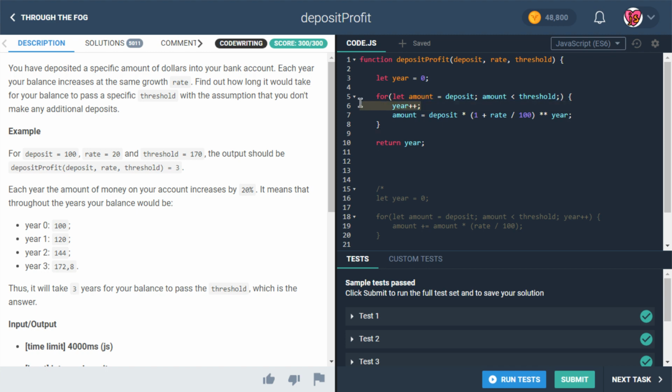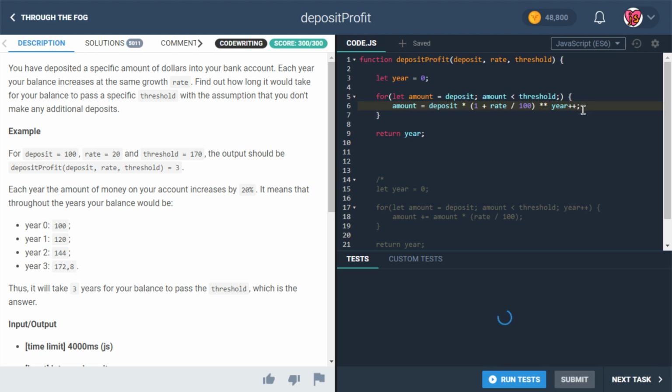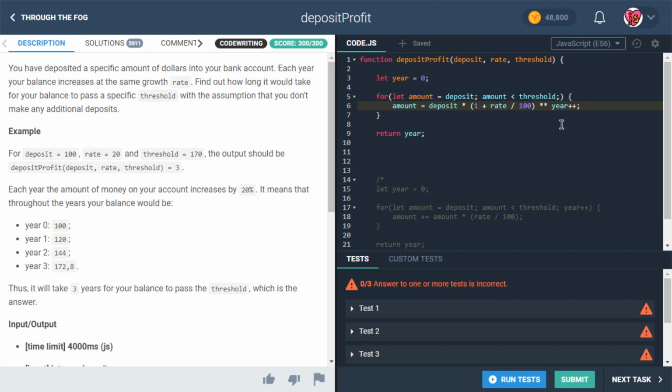Well, let's find out. I've seen some people do stuff like this before where they kind of combine it, or they put the plus plus inside this assignment operation. So while we're assigning this new value to the amount, we're also increasing the value of year. So would it work if we do that? Well, actually, no. We're kind of back to the same issue we had before. We're off by 1. Okay, so that's no good.